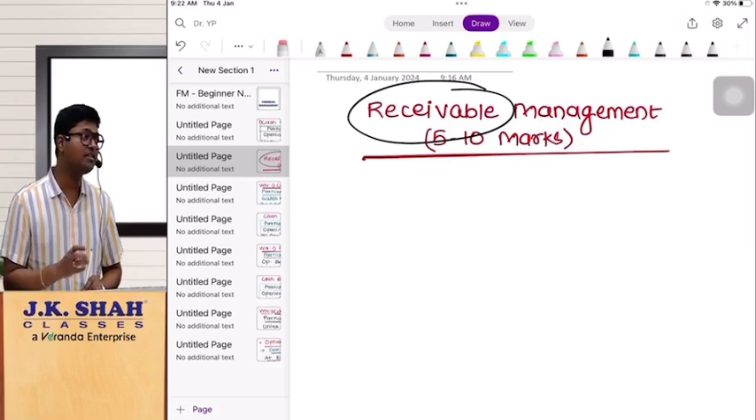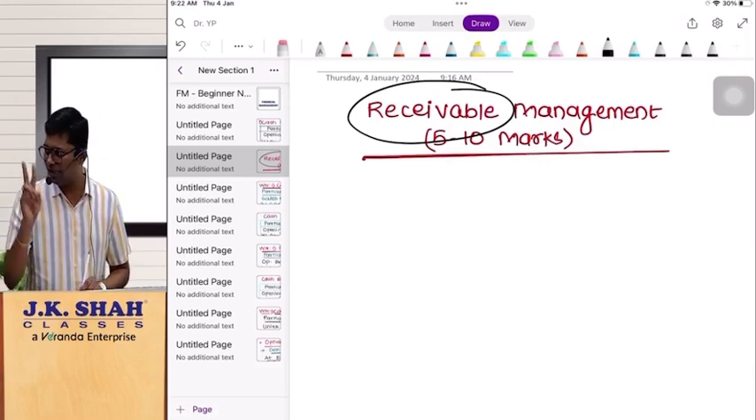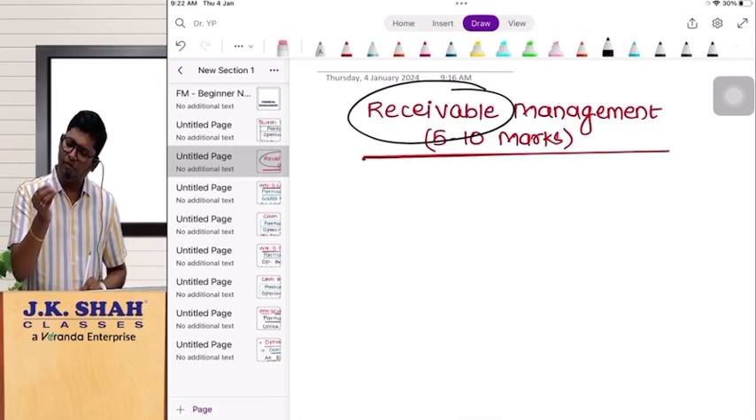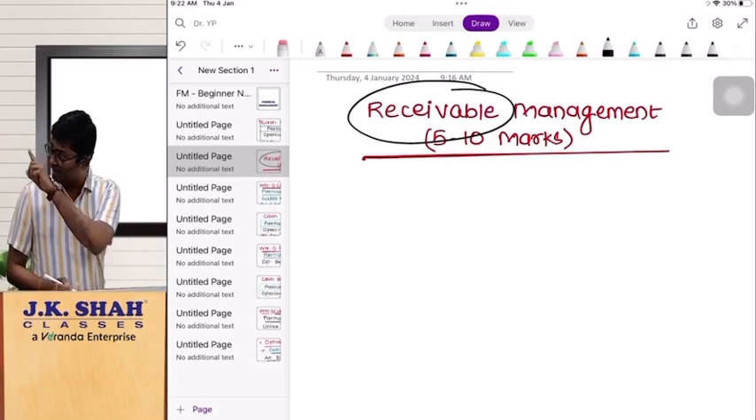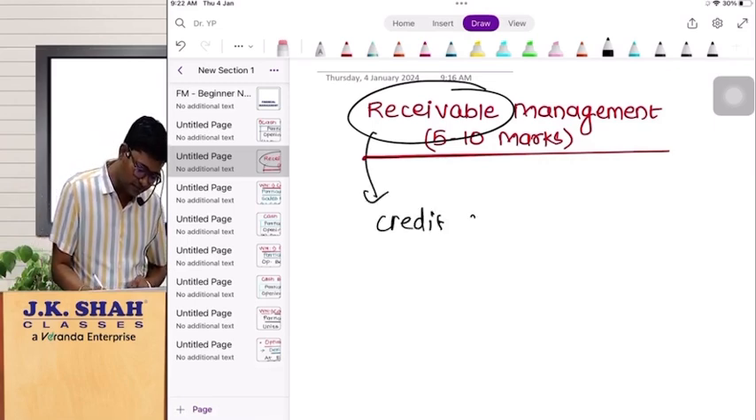That means after selling the goods to your customer. Generally in the market, you are going to get two types of customers. First one is the cash customer, who is going to give you immediate cash, so nothing is receivable from them. Whenever you are talking about receivable, receivable is purely related with credit customers of the company.